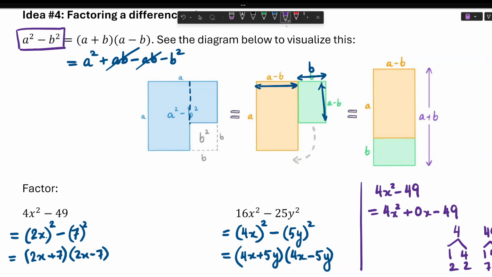Okay, and we know that it's negative 49, so at least one of these has to be negative. And when you try these out, you're going to figure out that 2x and 2x combined with negative 7 and positive 7, this combination is going to give you negative 14x plus 14x, which is 0x, so that checks out. Of course, this is inefficient, so try to do it just by recognizing it the first time.